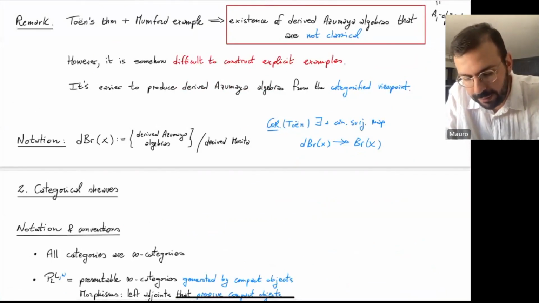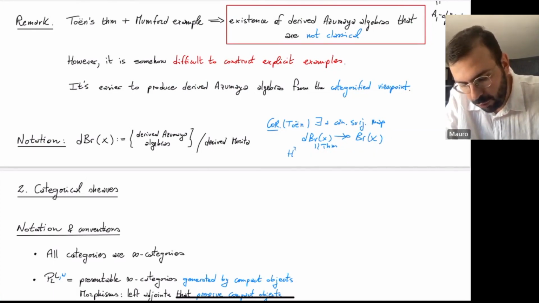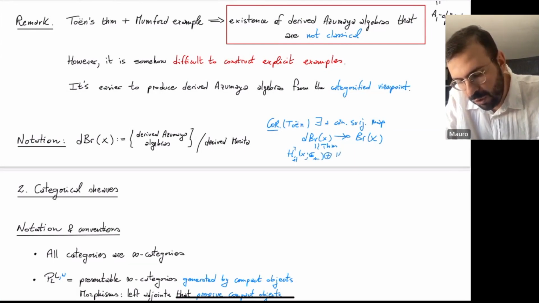Actually, it turns out that this is a theorem: the derived Brauer group can actually be computed as the sum of H^2_et(X, G_m) plus H^1_et(X, Z).